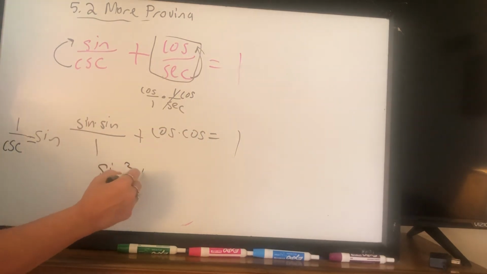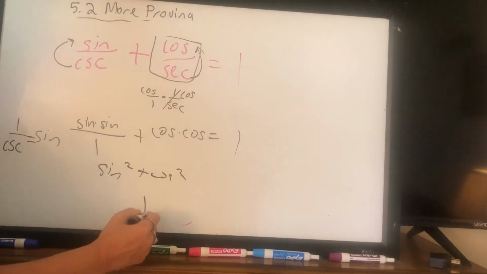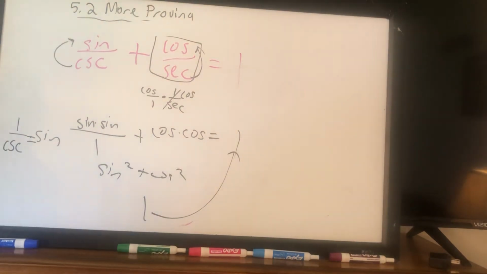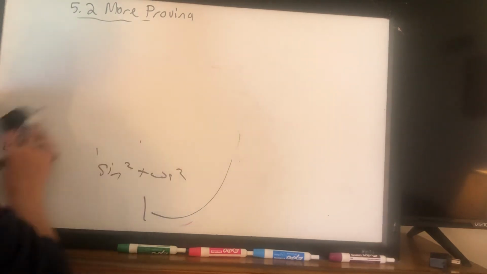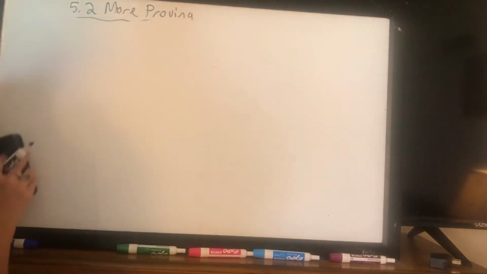Sine squared plus cosine squared is 1. Okay? Again, that's just a quicker way to simplify the reciprocal identities. Okay? All right. This one's a good one. Again, these are just meant to be harder, okay?